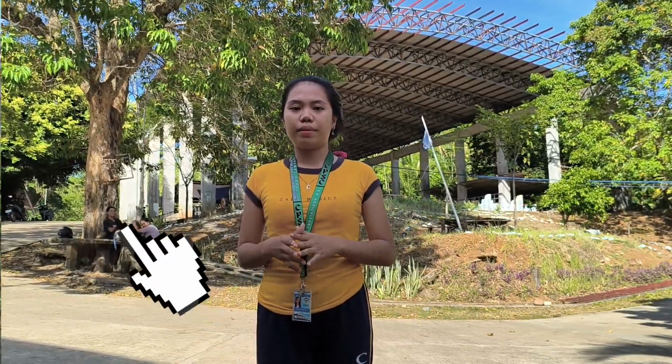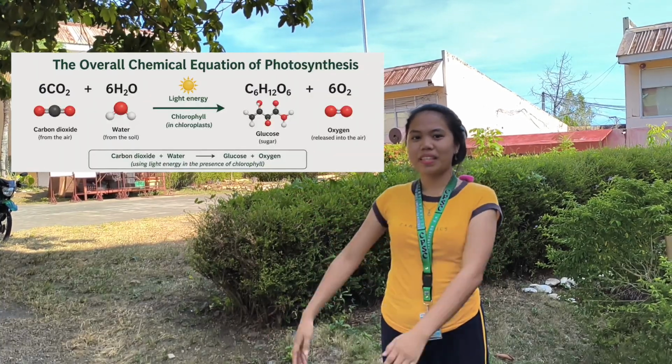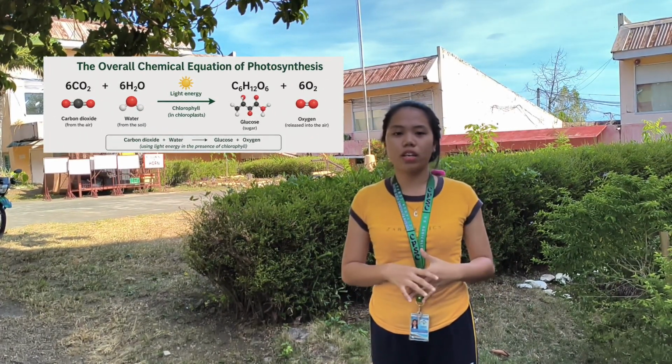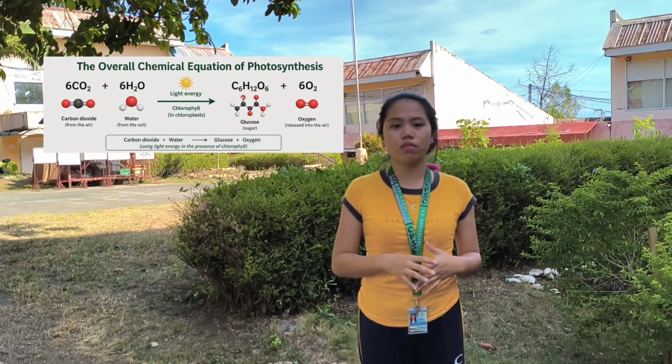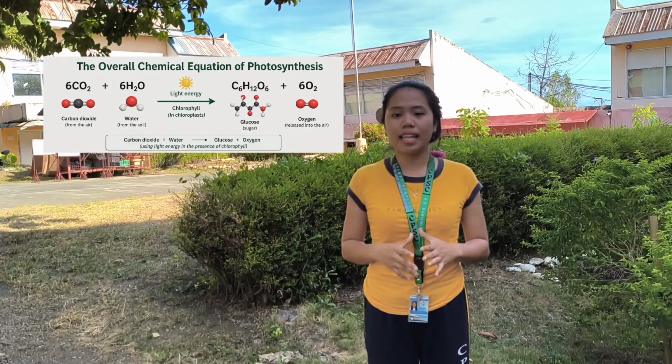Photosynthesis is the process by which green plants, algae, and some bacteria convert light energy from the sun into chemical energy stored in glucose. This process takes place in the chloroplast, especially in a pigment called chlorophyll, which captures sunlight. Plants use carbon dioxide from the air and water from the soil to produce glucose and oxygen. The overall chemical equation of photosynthesis shows that 6 molecules of carbon dioxide and 6 molecules of water produce 1 molecule of glucose and 6 molecules of oxygen using light energy.